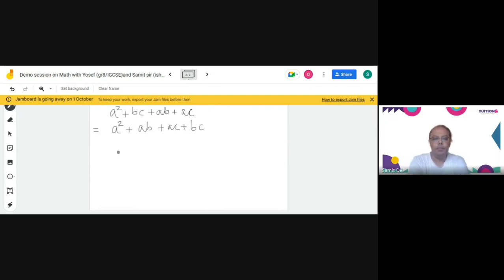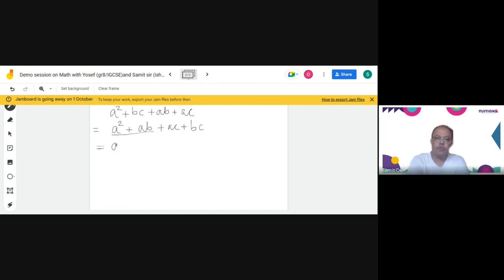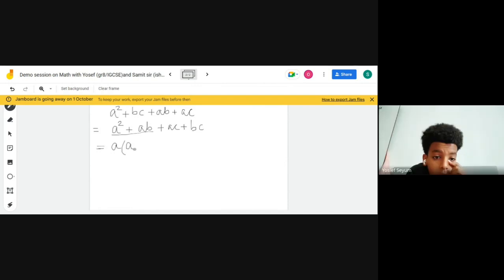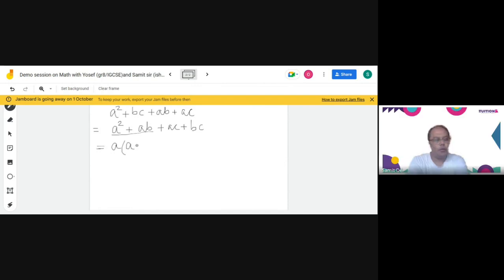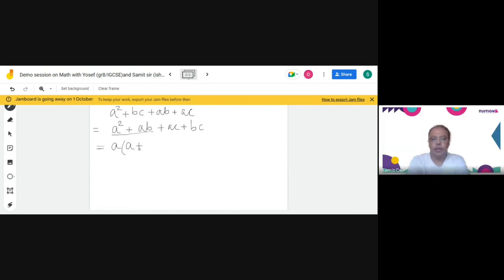Okay, very good. Now from the first two, what should we take common? a. So we have taken a. What are we left out with? From a square, you have already taken out a, so you're left out with a, and also b, so a plus b.